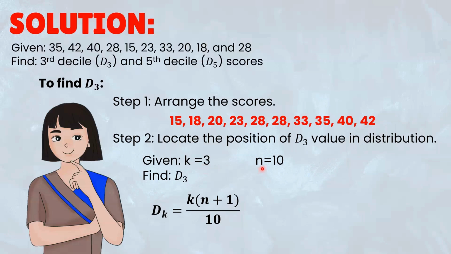Our n is equal to 10 because there are 10 values in our data set: 1, 2, 3, 4, 5, 6, 7, 8, 9, and 10. This time, we substitute our given to our formula. So we have here, the position of decile 3 is equal to, we replace k by 3, and we replace n by 10. And then we copy the rest of the formula, plus 1 over 10.